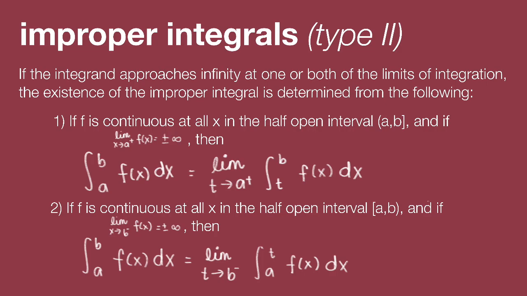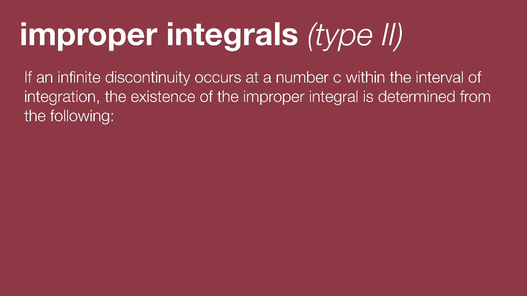So, ang papalitan nyo naman dyan ay yung b kasi dun naman siya hindi continuous. Lastly, if an infinite discontinuity occurs at the number c within the interval of integration, the existence of the improper integral is determined from the following.